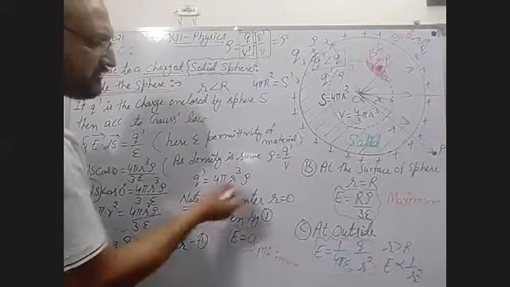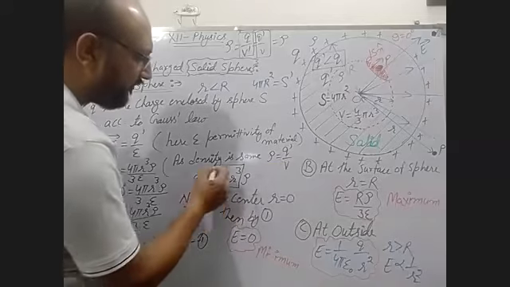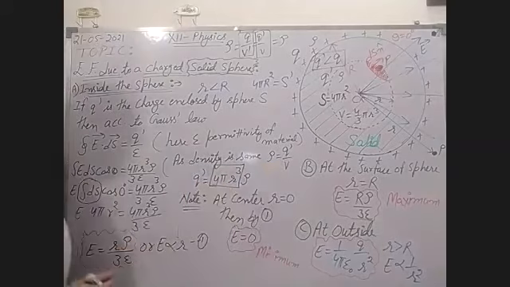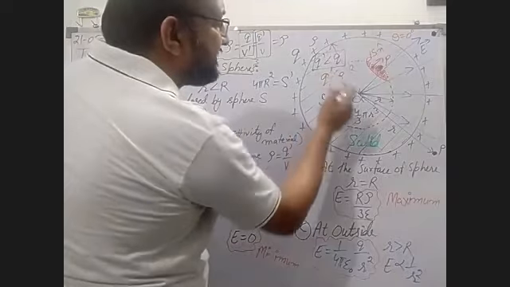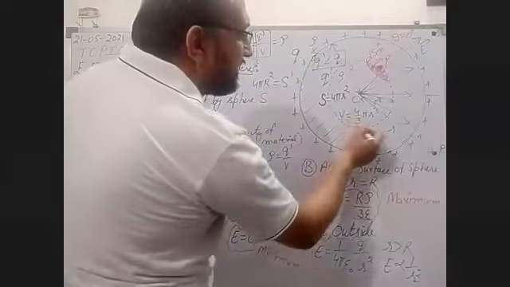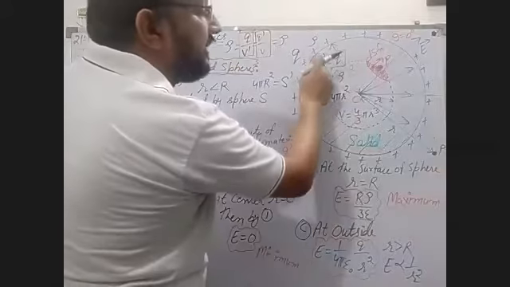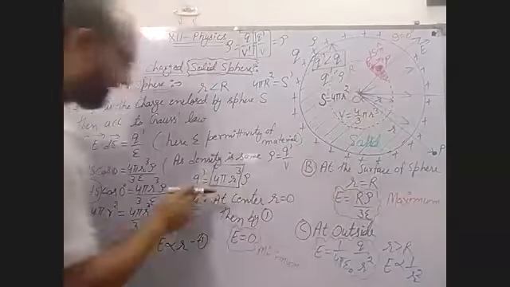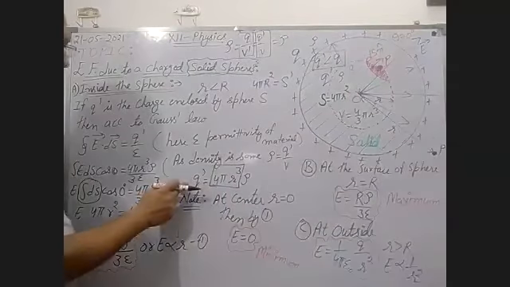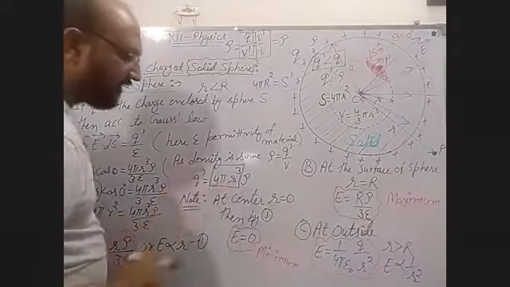Now Q dash, by cross multiplication, you can write this and take the value of volume. Because Q dash is there, you have to take the volume of this smaller sphere, not the volume of the big sphere. Now volume times rho, this is the value of Q dash.